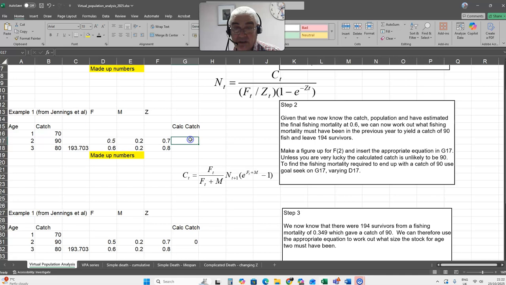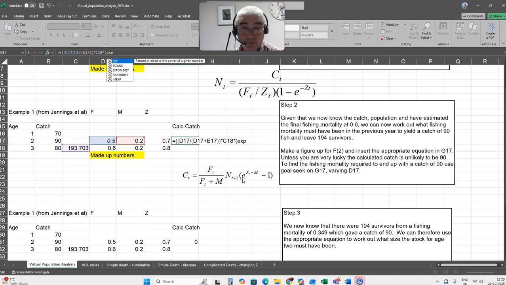So if I go over here and plug this equation in, I want to do F, which is 0.5, divided by F plus M, and then we're going to multiply it. Let's make sure that's all isolated, so the bracket's flashing on there. Then we multiply that by the number of fish at t plus 1, the previous equation we worked out, so times that value there, times C18.